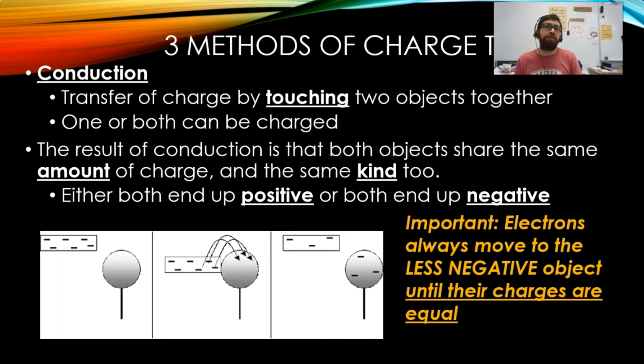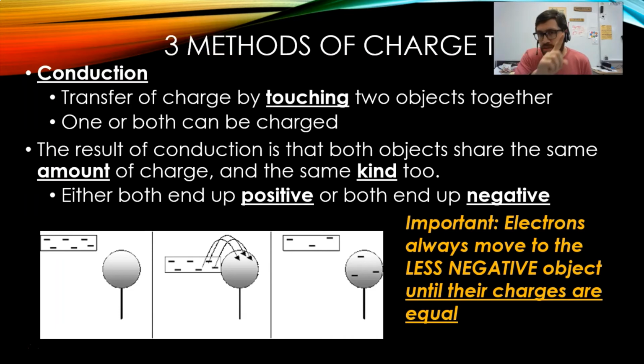I highly recommend that you write this down. In conduction, you need to know what direction the charge will flow. And electrons will always move to the less negative object until their charges are equal. This one statement is very, very important. Pause the video right now if you need to and write this down. Electrons always move from the more negative or less positive object to that less negative object until their charges are equal.